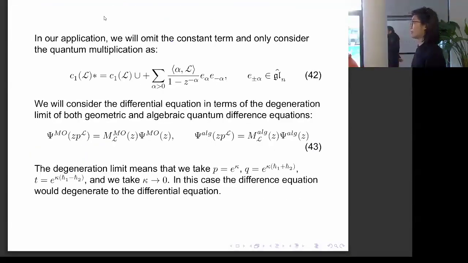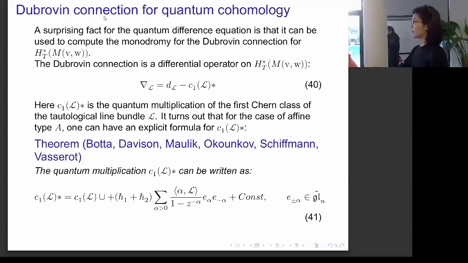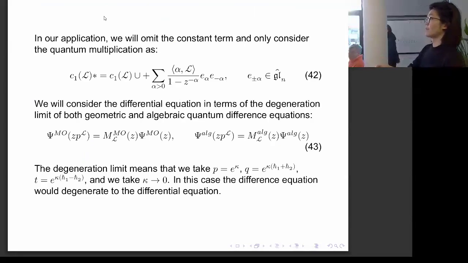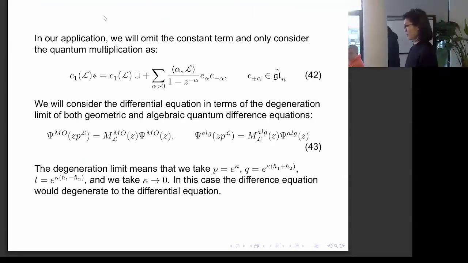And in our application, we'll omit the constant term. You can see that there's a constant term over here, but we'll omit this, like the case for the geometric quantum difference equation. So we'll omit the constant term and only consider the quantum multiplication as the following. Actually, you can just think about the constant term as some term from the gauge transformation of the equation. So anyway, this differential equation has only regular singularities over here. So it makes sense for us to talk about the monodromy representation for this differential operator.